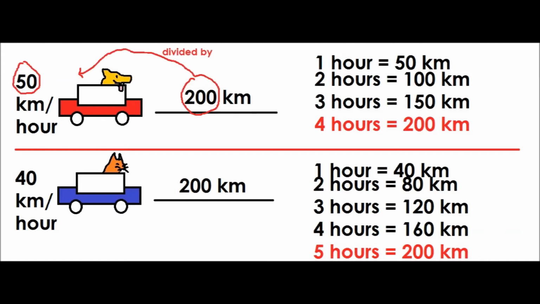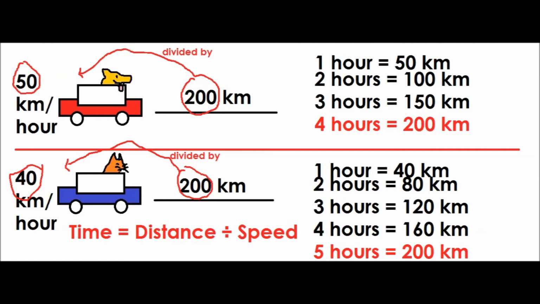Now we can also figure this out by doing division. For Moon Moon, to get the time, we can just divide 200 by 50, which equals 4. And for Cato, we can just divide 200 by 40, which is 5. Therefore, to find the time needed to travel a certain distance, we can do distance divided by speed.